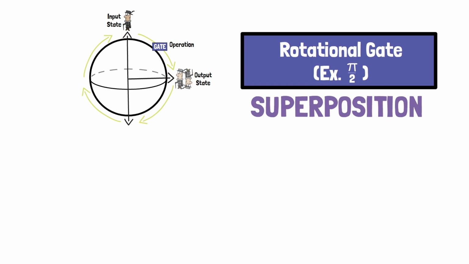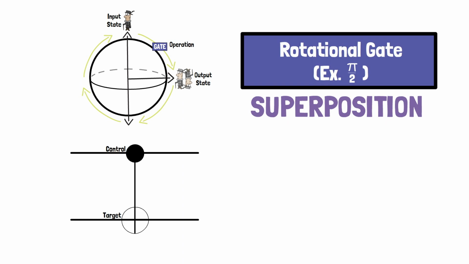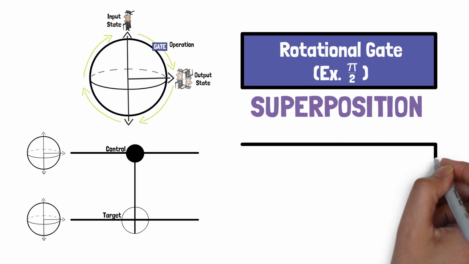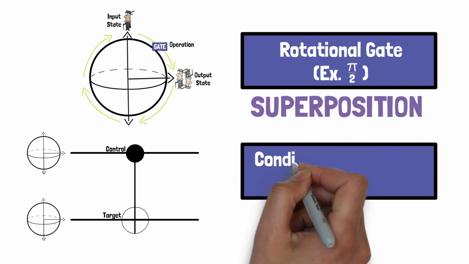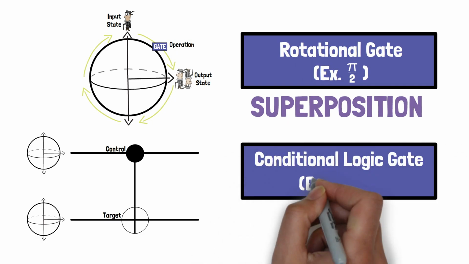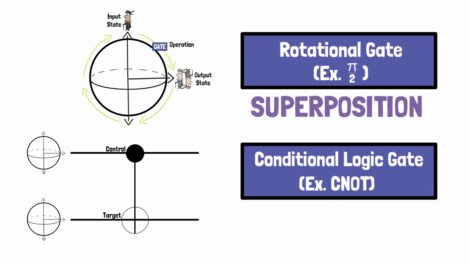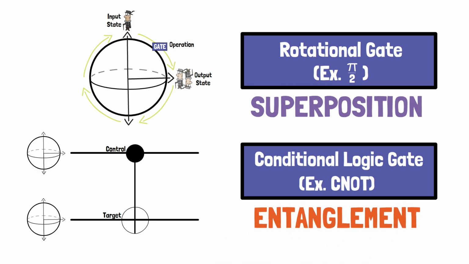Second, now in this video, we showed that we have gates that operate on systems of multiple qubits, since we can't do much with one qubit alone. Gates that operate on multiple qubits are called conditional logic gates, such as the CNOT gate. And in combining rotational gates and conditional logic gates, the phenomenon of entanglement naturally occurs.